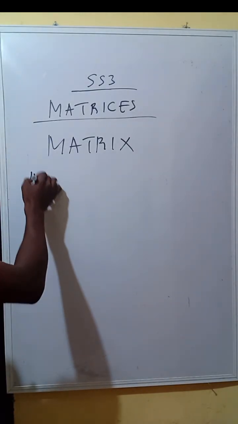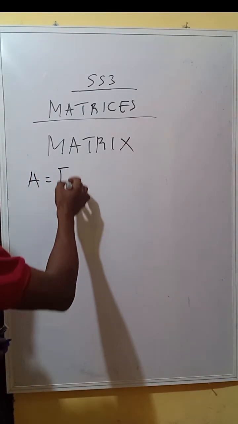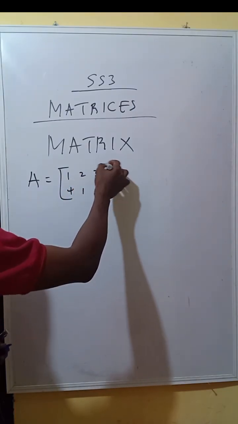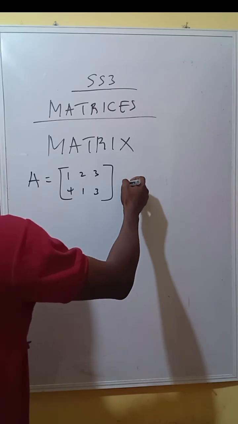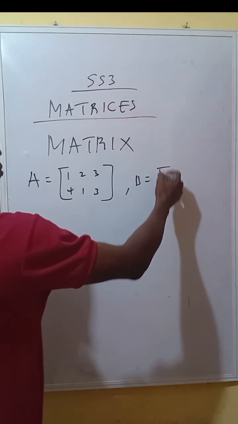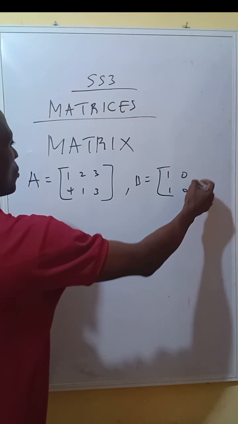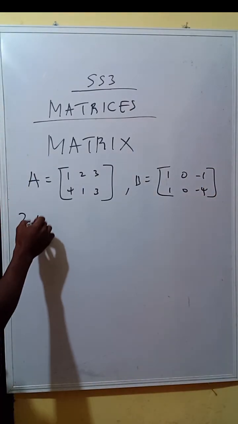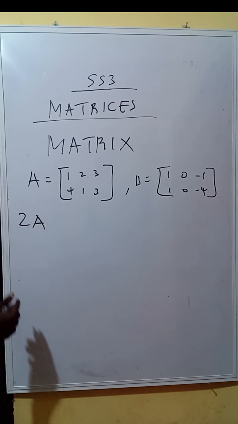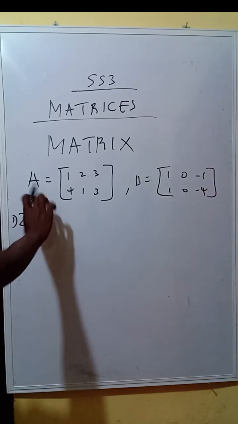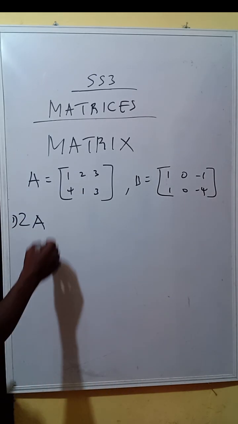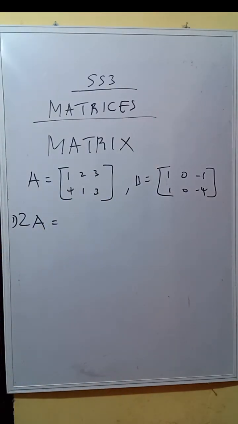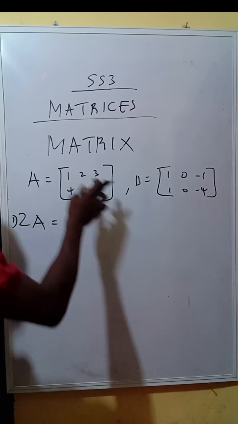Okay, let's say we have this matrix. A is equal to 1, 4, 2, 1, 3, 3. B is equal to 1, 1, 0, 0, minus 1, minus 4. And we have to find 2A. This is scalar multiplication. 2 multiplied by the matrix A. It will be 2 multiplying all the elements here, or like I used earlier, all the entries there.